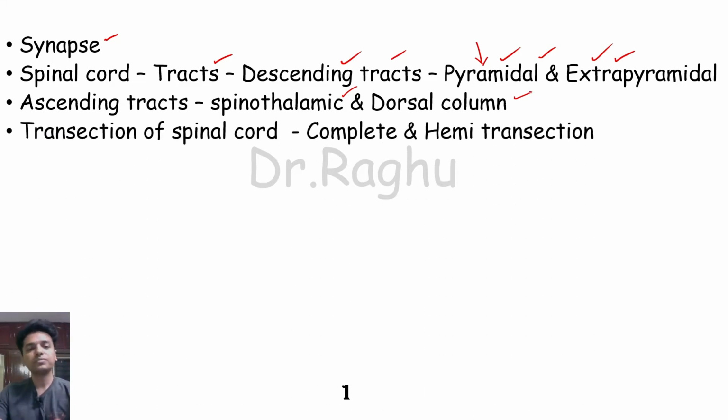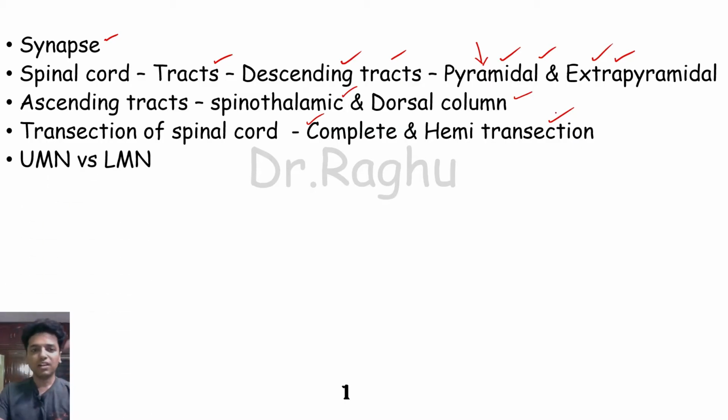So next we have the transection of the spinal cord. This is an applied aspect. Herein they can ask you what is going to happen if there is a complete transection, which is nothing but spinal shock. And a very favorite question for the examiners is hemitransection of the spinal cord, which is nothing but Brown-Sequard syndrome. When you understand the tracts, how they are arranged and how they are moving up and down in the spinal cord, then it becomes very easy to understand the hemitransection as well as the complete transection of the spinal cord. That is nothing but Brown-Sequard.